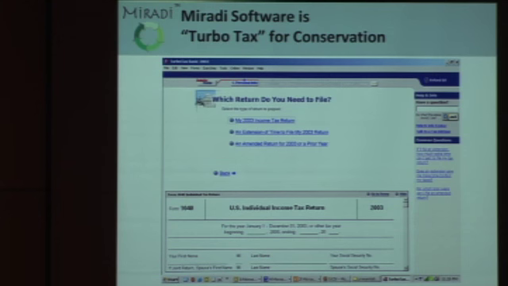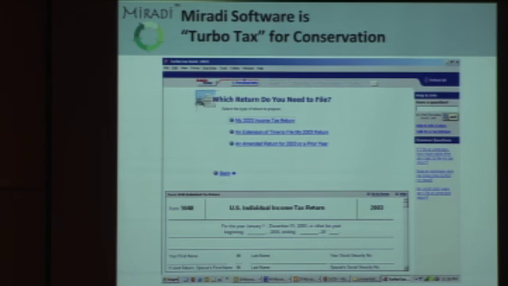Anybody here use TurboTax? We're coming up on tax time. A few of you, okay. So the great thing about TurboTax, the great thing about software, is when you have a complex process like doing your taxes, it's nice to have software that gives you a step-by-step guide through the process and then gives you all the forms to fill out.